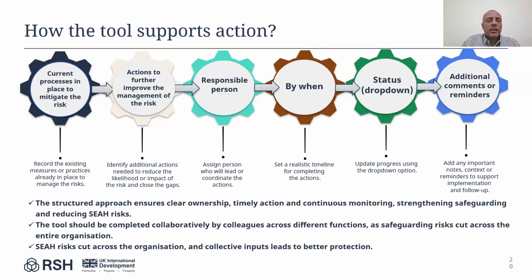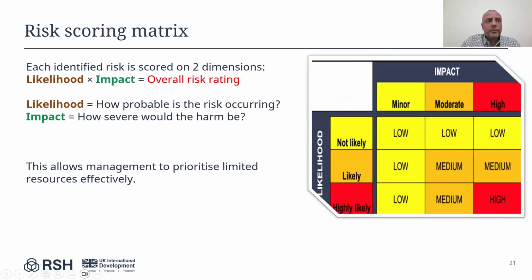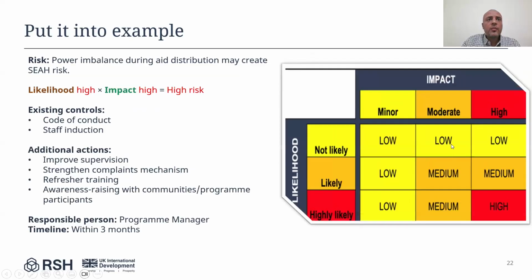So next slide, Piero, if you can. Of course, not every risk requires the same level of attention. To help organizations prioritize resources, each identified risk is assessed according to two factors, likelihood and impact, and those together combine into the final risk rating. Go to the next slide, Piero.